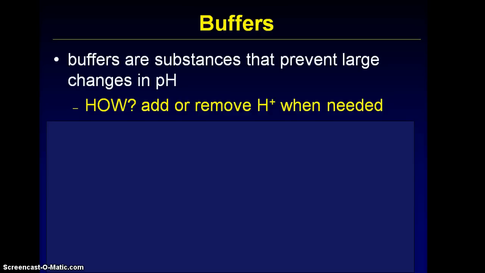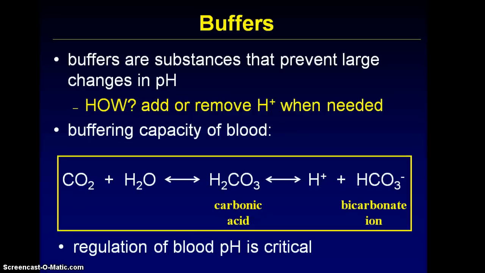A common buffer in our blood is known as the carbonic acid buffering system. If you look at this equation, we start with carbon dioxide, which combines with water, and there are some enzymes that help catalyze this chemical reaction. Because of that combination, we form carbonic acid, H2CO3. Carbonic acid can easily dissociate or break down into ions known as the hydrogen ion, or H+, and the bicarbonate ion, HCO3.